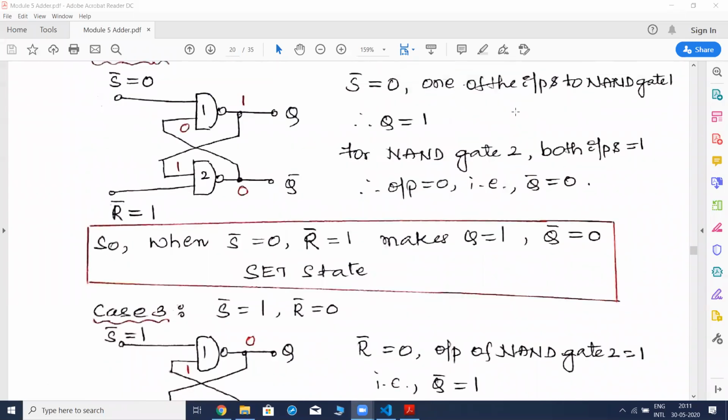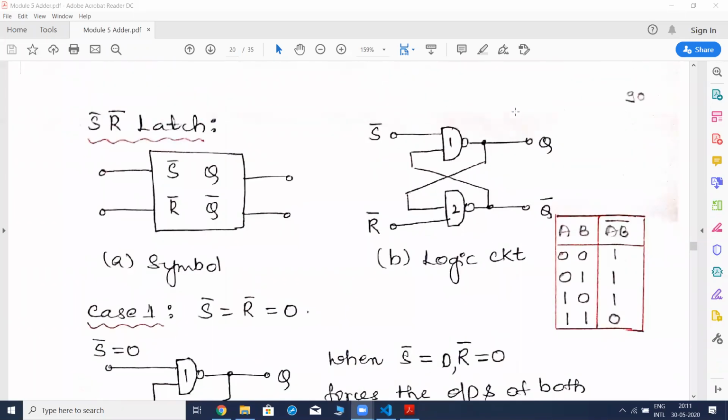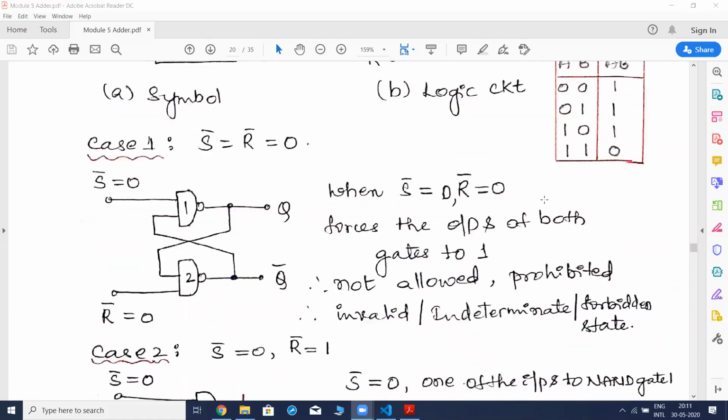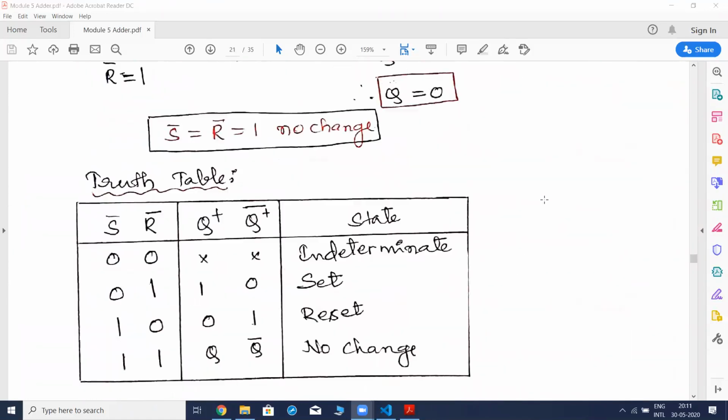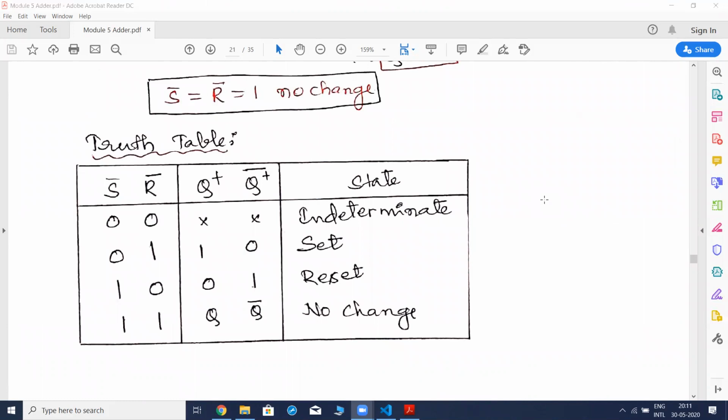So this is our S bar R bar latch. How is it constructed? It is constructed using cross-coupled NAND gates over here. You can see S bar, here we have Q, here we have R bar, and here Q bar. Now let us see the truth table.